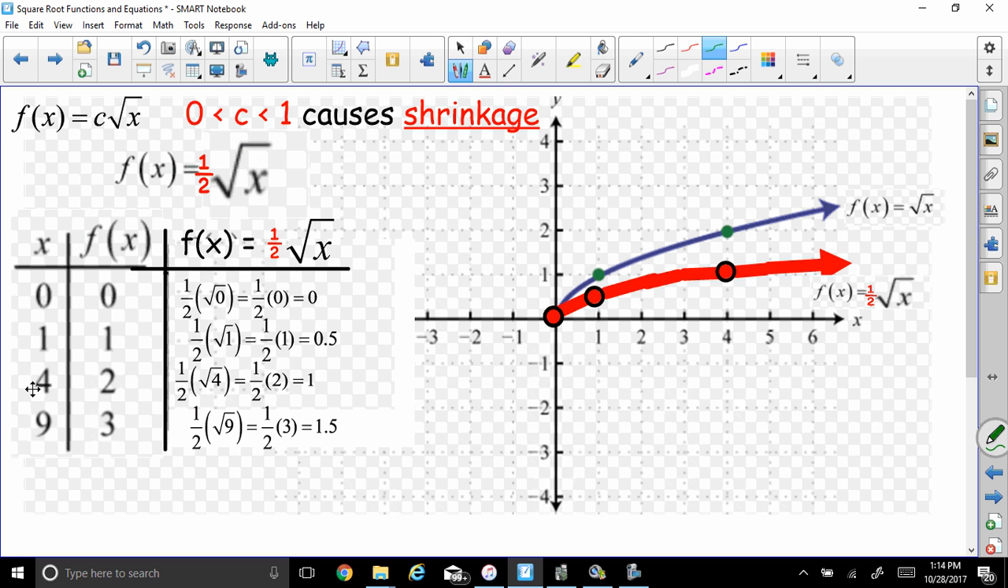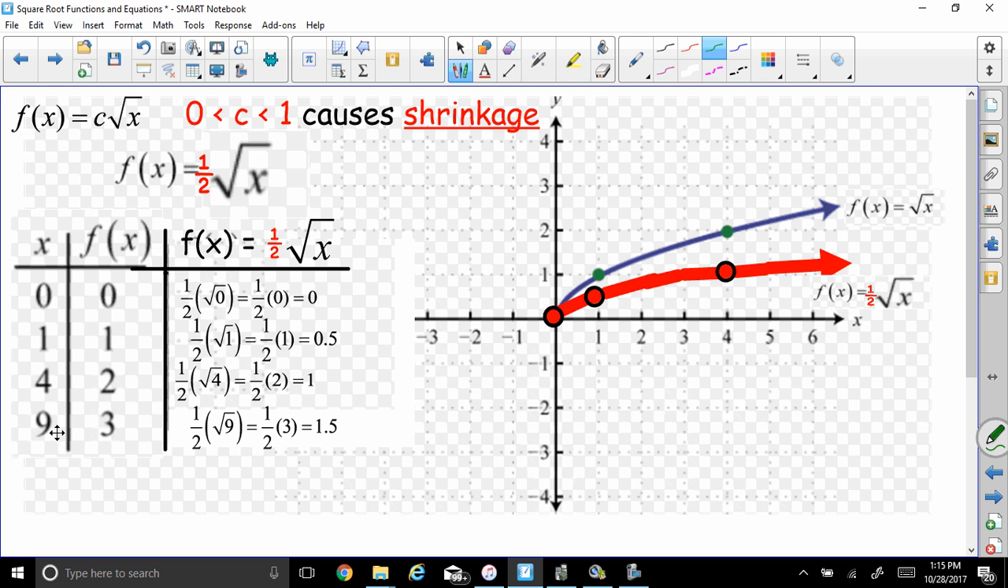Well, let's look at 4. When we pick 4, square root of 4 is 2, half of 2 is 1. So we pick 4. Notice it's the halfway point, whereas in the f of x value for square root of x, 2 was way up here. That was 2, but now in the half of that value, notice it's half the size. So it's causing this shrinkage.